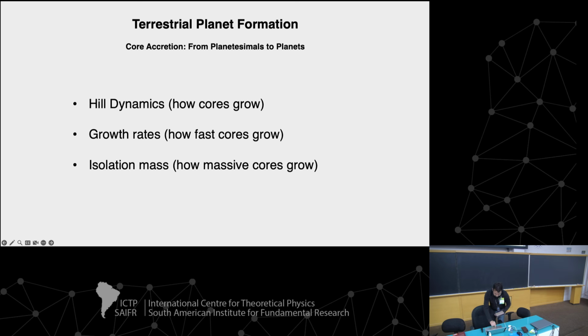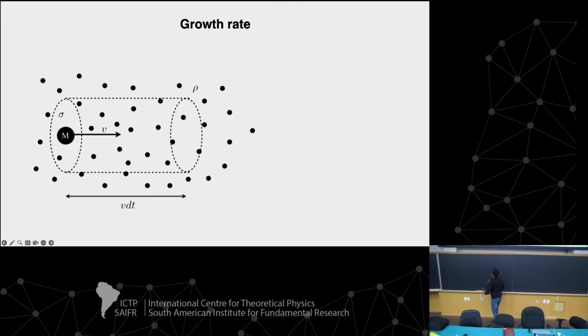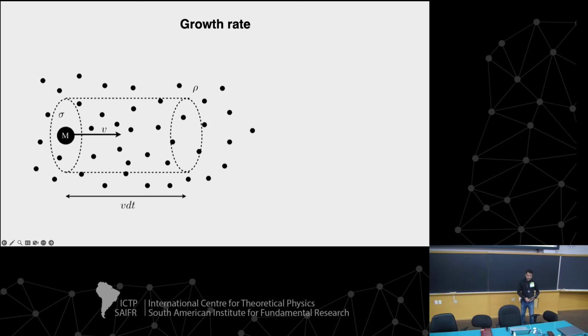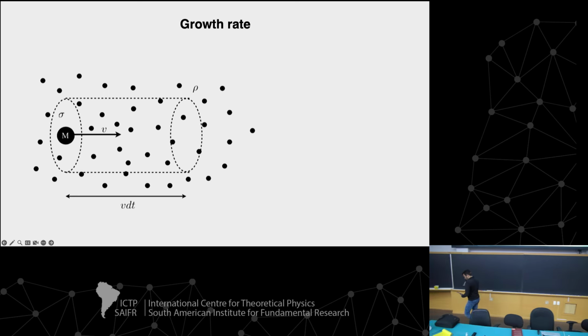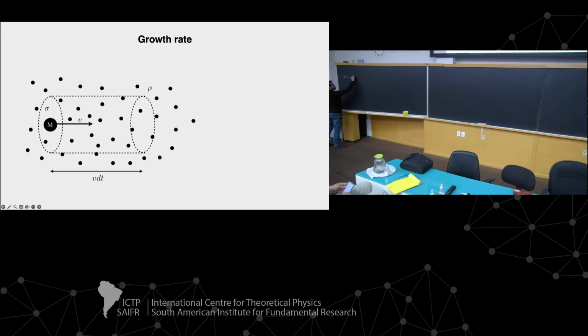So the very first thing: how can we grow these objects? What is going on is that you have a mass m, and it's orbiting, sweeping through this sea of planetesimals. What is the growth rate that you can expect from this? If you have this body of mass m embedded in the swarm of planetesimals, it is going to grow in mass by the volume that it sweeps times the density of these objects that it finds in its way.